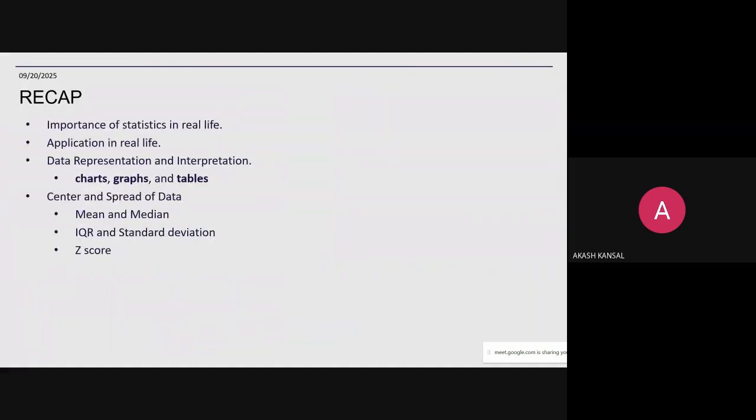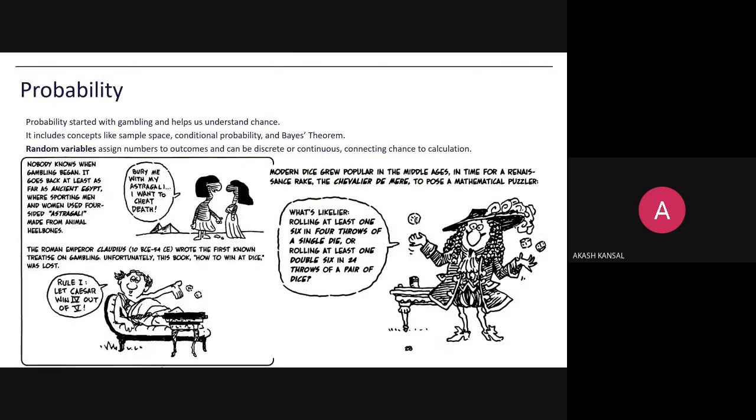Before, in the previous sessions, we covered the statistics basics, including the importance and the applications in real life, how we can present the data, the presentation and the interpretation. This included visual representations as well, in the form of charts, graphs, and tables, also the histograms. And then we covered the center and the spread of the data, which basically is the median and the mean. IQR is interquartile range, and the standard deviation. We use them as measures of the spread of the data, and we covered the Z score as well in the previous sessions. Now, moving on to probability.